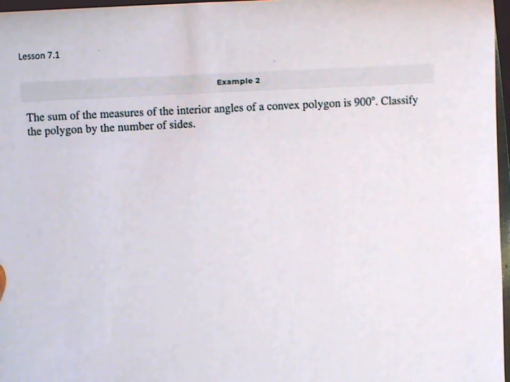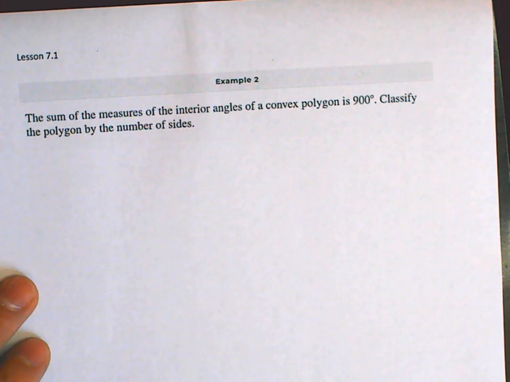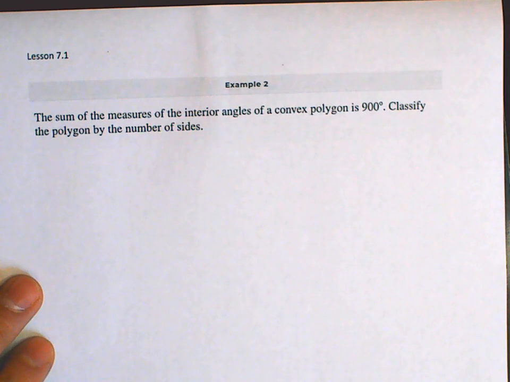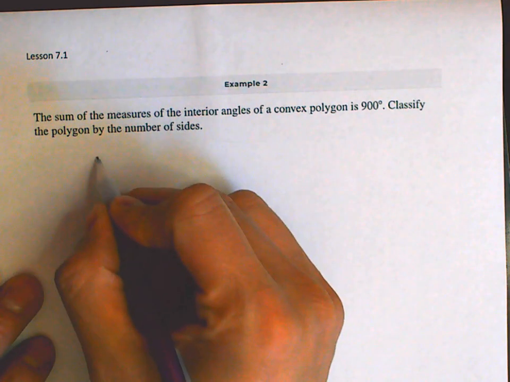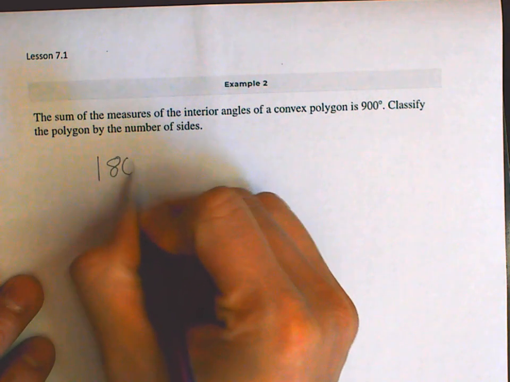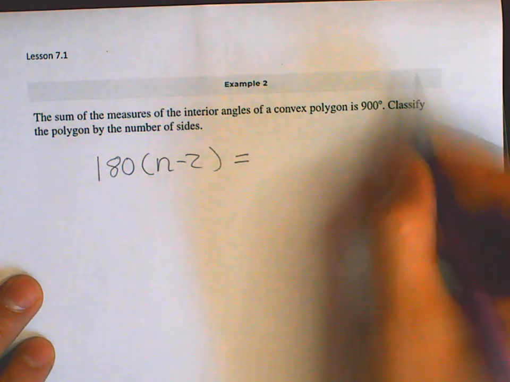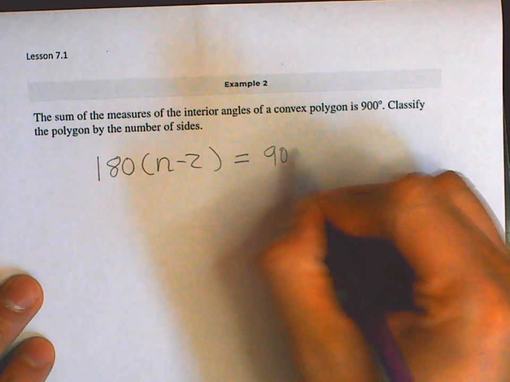In example number 2, they tell me what the sum of the measures of the interior angles of a convex polygon is, and it's 900. And they want me to classify it. So in order to classify it, I need to know how many sides there are. So let's look at the equation for the sum of the interior angles. That's 180 times n minus 2. And that should equal, according to this, 900.